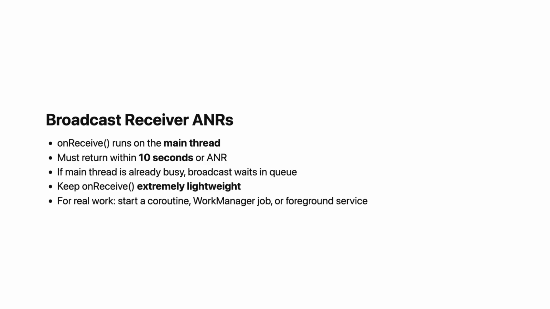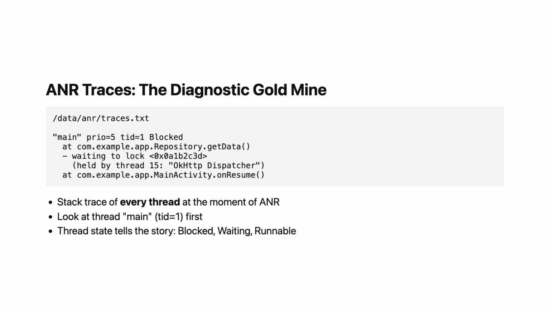When an ANR occurs, the system writes diagnostic traces to a file on the device at data/anr/traces.txt. This file is an absolute goldmine. It contains the stack trace of every thread in your process at the moment the ANR was detected. The most important thread to look at is the main thread, thread number 1. The stack trace tells you exactly what the main thread was doing when it got stuck.